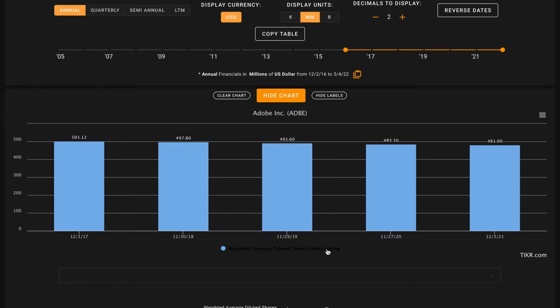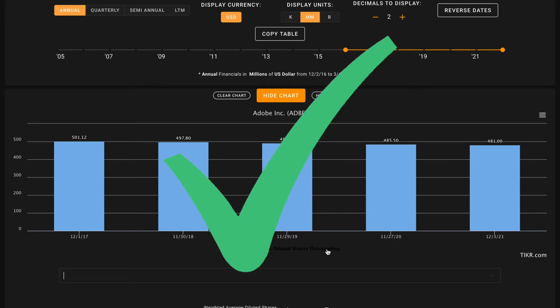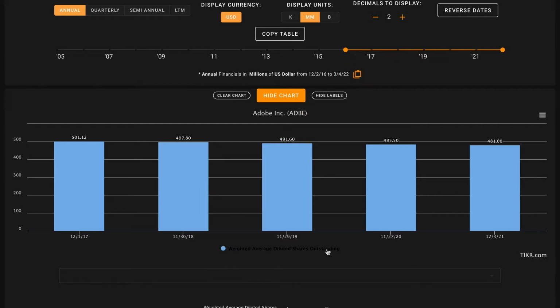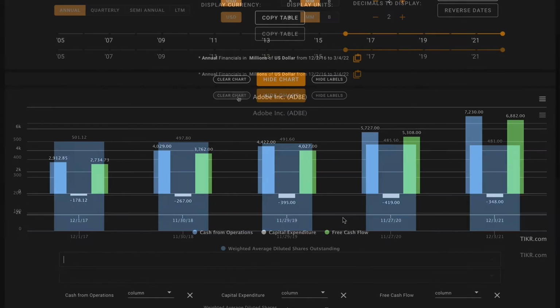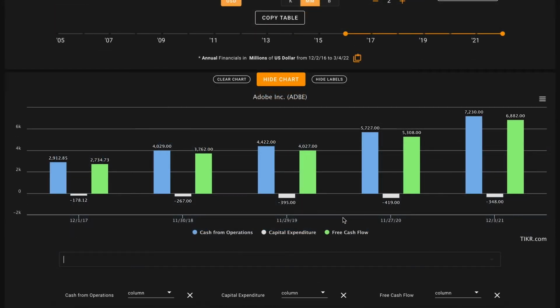Adobe's been doing just that. They've reduced their shares outstanding from 501 million in 2017 to 481 million in 2021. So they've been buying back shares, and that's a check on pillar number 5. For existing owners of the business, they've increased their ownership percentage of the company over time. Great sign here. Pillar number 6, we want to see 5-year free cash flow growth.